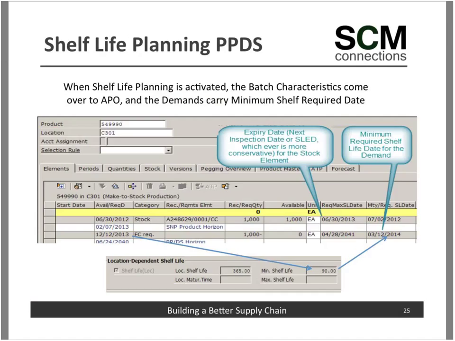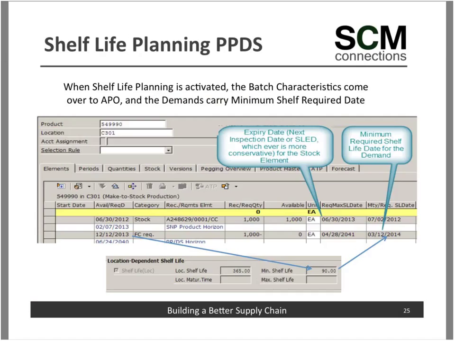When shelf life is activated, the batch characteristics, and all of that tied to the batch, come over to APO, and the demands now carry a minimum required shelf life date, okay? So now if you have a forecast, and it says, okay, my forecast is on 12/12/2013, and I need 90 days of shelf life for that forecast, I can't sell it to the customer with anything less than 90 days, okay? What it does, it creates a minimum shelf life on that forecast.